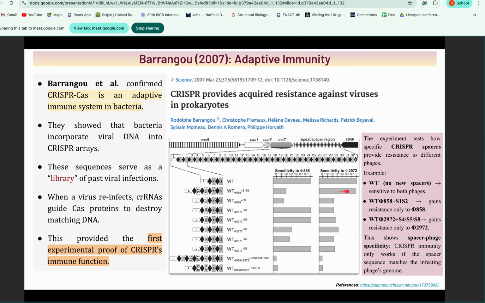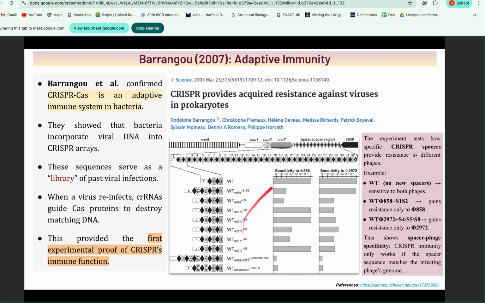Whereas if we talk about 2972, because there is no spacer information of this particular virus, the bacteria is still sensitive to this particular bacteriophage. Now we'll see in this case the wild type sequence is there and the spacer is obtained from 2972. That means 2972 has attacked it and it has the spacer obtained from this particular virus. So you can see that the sensitivity to this virus has now decreased. Why has it decreased? Because it already has a sequence which is identical to this viral DNA, so it can attack it.